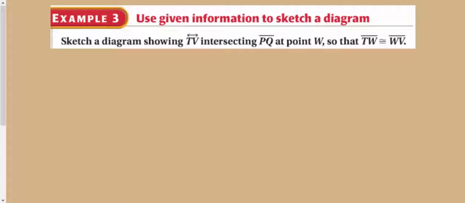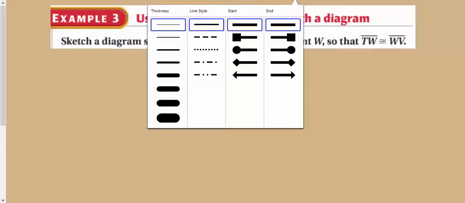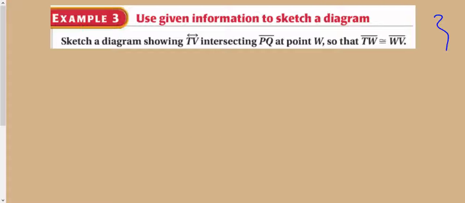I'm going to draw a picture for you guys. A lot of geometry is drawing pictures if you haven't realized, so learn how to sketch things. Sketch a diagram showing TV intersecting PQ at point W so that TW is congruent to VW. PQ is a segment, and we know that because it has no arrows above it. And then TV is a line intersecting PQ. It doesn't say where, so I can just draw it wherever.